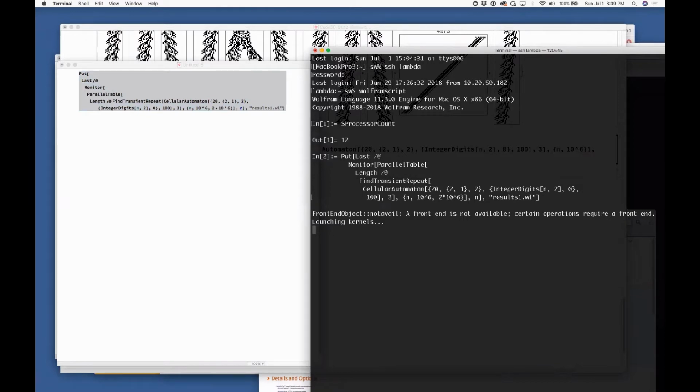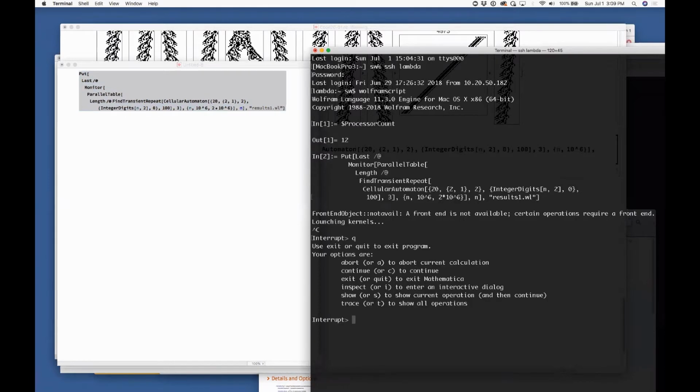Let's see. Okay, I think I can just go ahead and run it there. Okay, launching kernels. So it should be launching 12 kernels on my machine. You know what I'm going to do? Let's just not live quite as dangerously. Let me interrupt this. Abort.